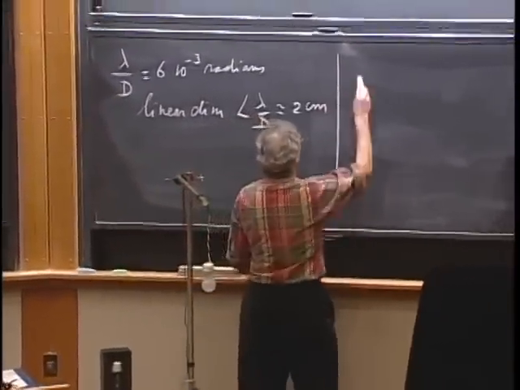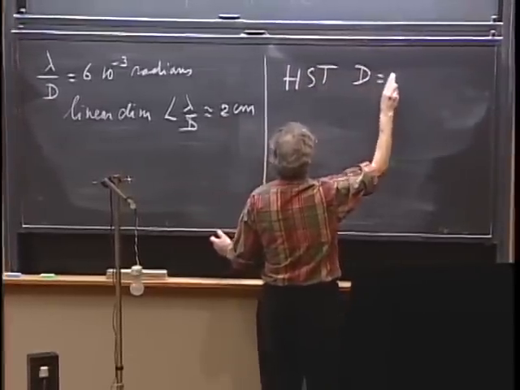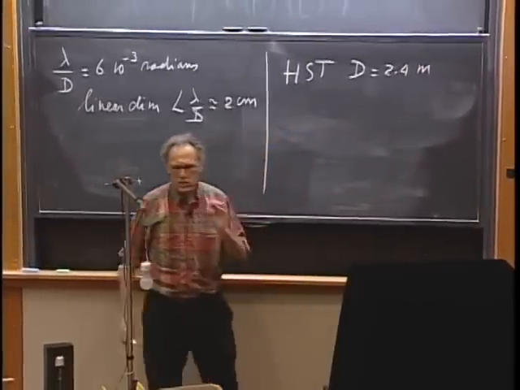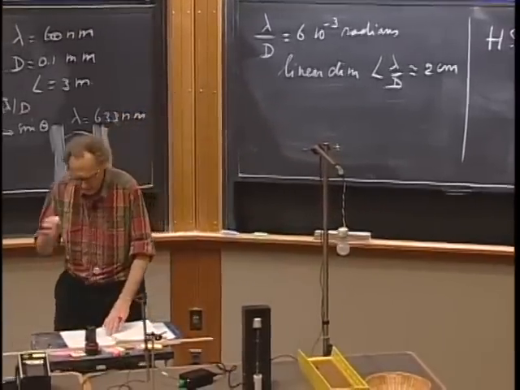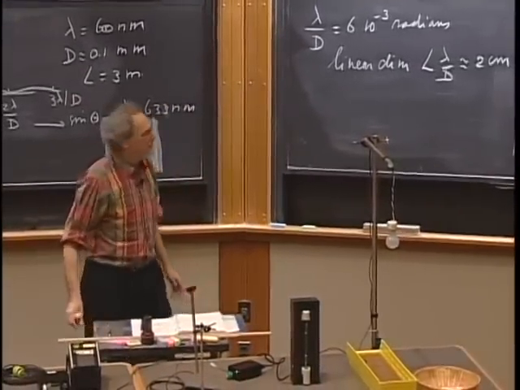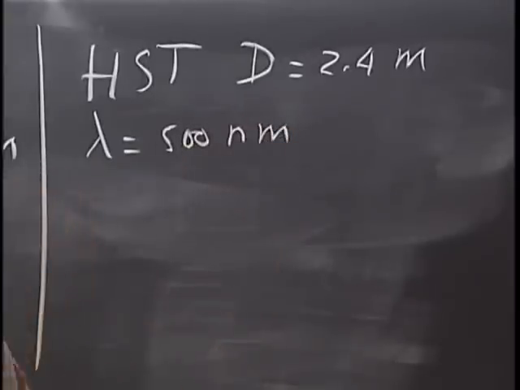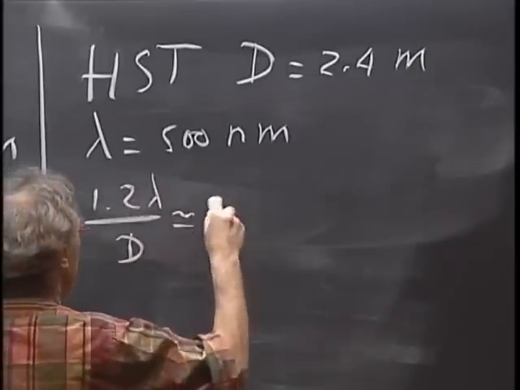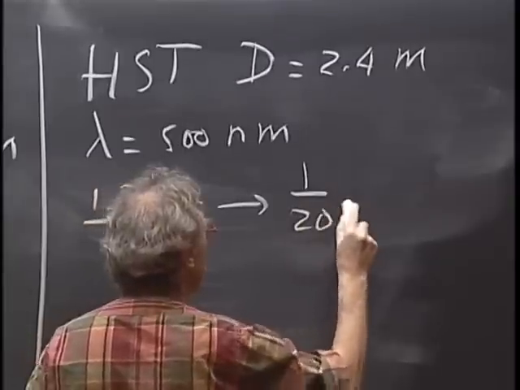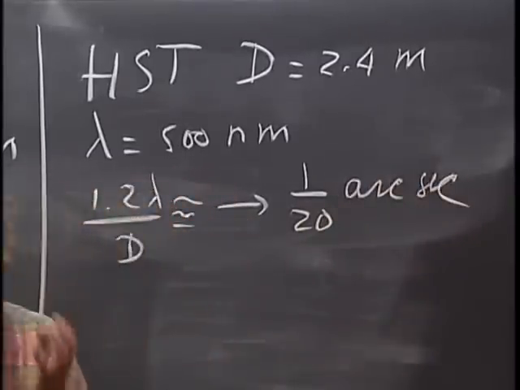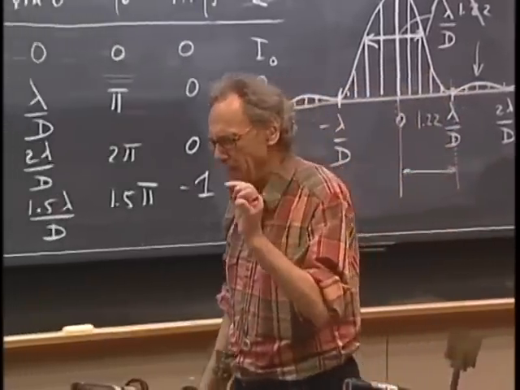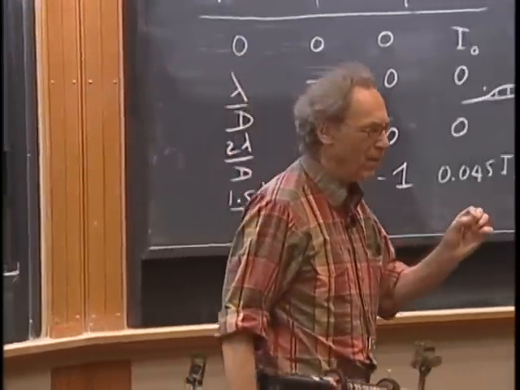The Hubble Space Telescope, HST, has a mirror with a diameter D of 2.4 meters. And it is prepared so carefully that the claim is made that it is really diffraction limited. So if I take an average wavelength of the optical spectrum of about 500 nanometers, I realize that it goes all the way from 400 to 650, but if I take this as a representative wavelength, then 1.2 times lambda divided by d translates into about 1/20th of an arc second. That is an incredible resolution. 1/20th of an arc second. If two stars of equal brightness are 1/20th of an arc second apart, Hubble Space Telescope can see them as two stars.